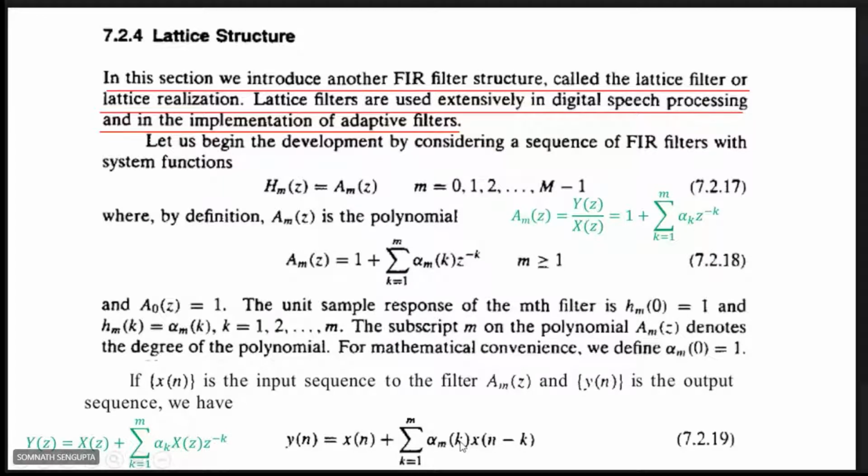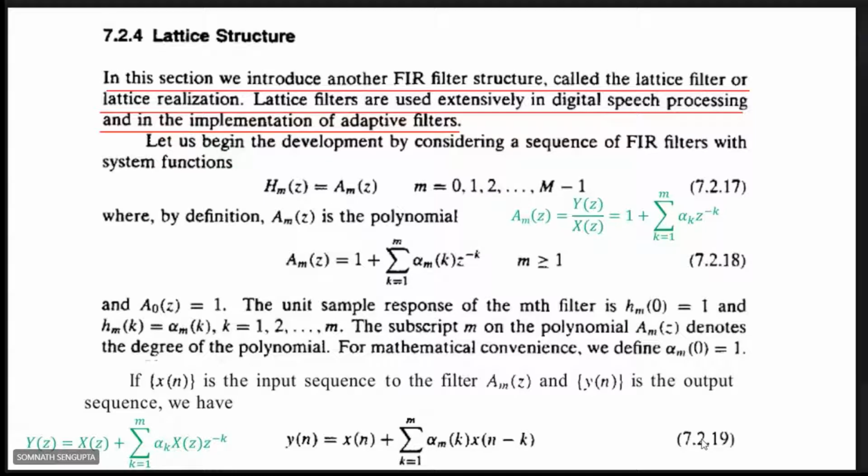The coefficients will not change, but x(z) is multiplied by z to the power minus k for each term. For each value of k, it is represented as a time shift operation. In the z domain it is multiplying by z to the power minus k, so in the time domain it is x of n minus k, summed over each value of k. So this is the output expression of the FIR filter.